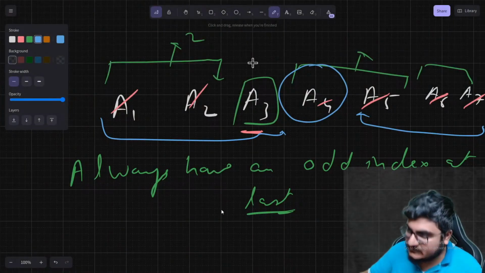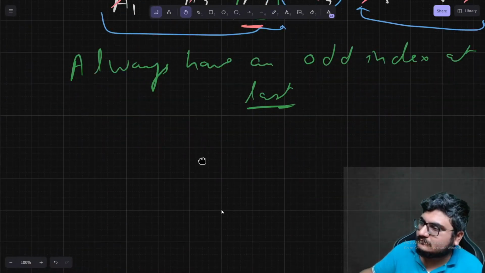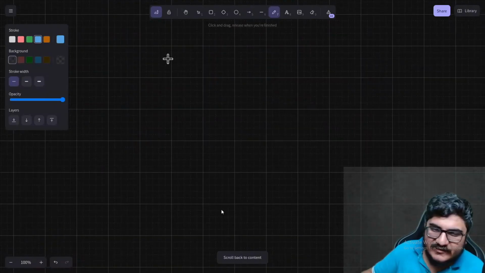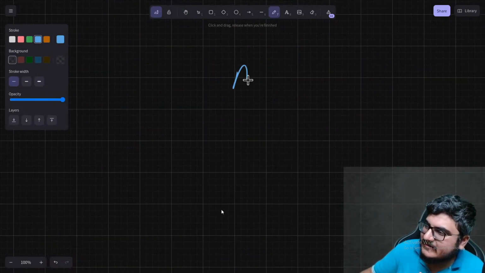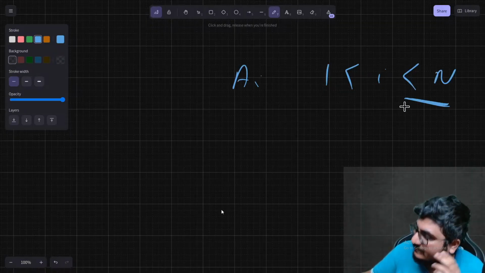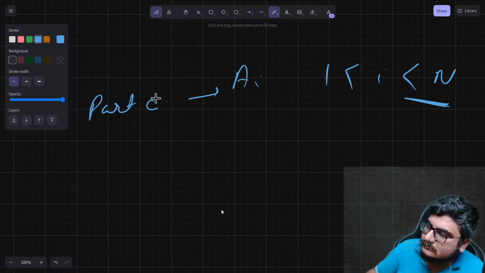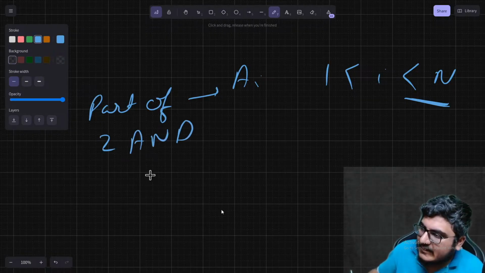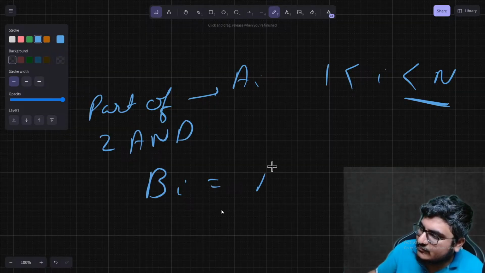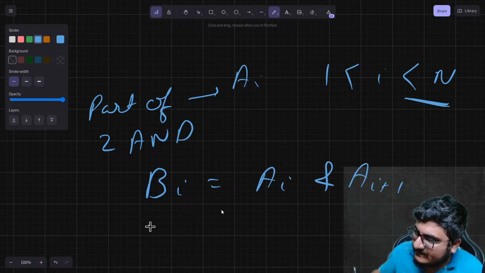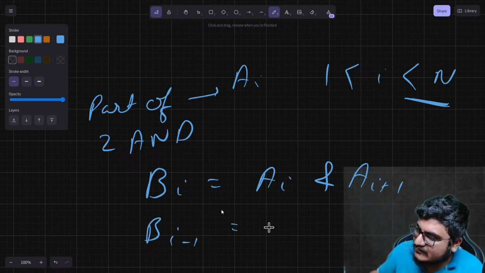The crux of this problem was, let's first forget the first and last element. Let's pick any element Ai where 1 is less than i and i is less than n. Then this is part of two ANDs. We know that Bi is equal to Ai and Ai plus 1, and Bi minus 1 is equal to Ai minus 1 and Ai.